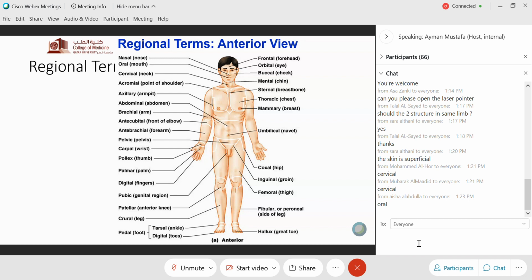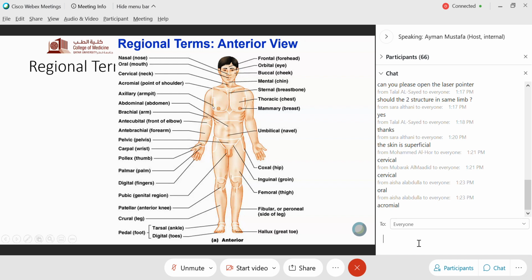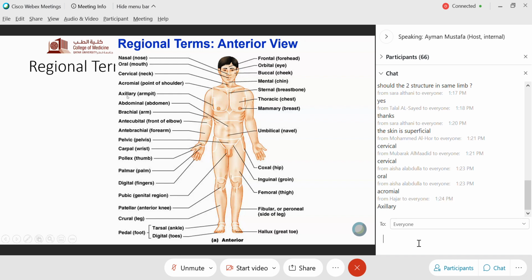Again, if we go to the area of the shoulder, there's the topmost area in the shoulder. We have a bone there called the acromion. So when I want to refer to this area, I will use the word acromial. Again, your armpit, the area between your body and upper limb, which contains eccrine sweat glands. What do we call the armpit? We don't call it armpit in an anatomy textbook. We call it axillary.